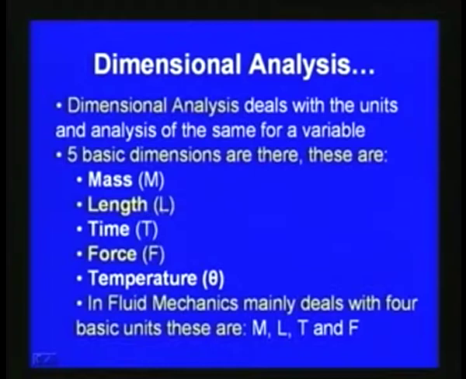In fluid mechanics generally there are 5 fundamental dimensions we use. The first one is the mass, M, the second one is the length, represented as L, and the third one is the time, represented as T. Instead of mass, sometimes we use force, represented as F, and then temperature, theta. Out of these 5 basic dimensions, most fluid mechanics problems deal with mass, length and time, or force, length and time.